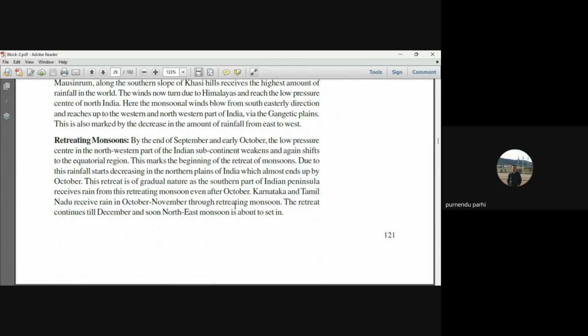Due to this, rainfall starts decreasing in the northern plains of India, which almost ends by October. This retreat is gradual in nature, as the southern part of the Indian peninsula receives rain from the retreating monsoon even after October. Karnataka and Tamil Nadu receive rain in October-November through the retreating monsoon. The retreat continues till December and soon the northeast monsoon is about to set in.